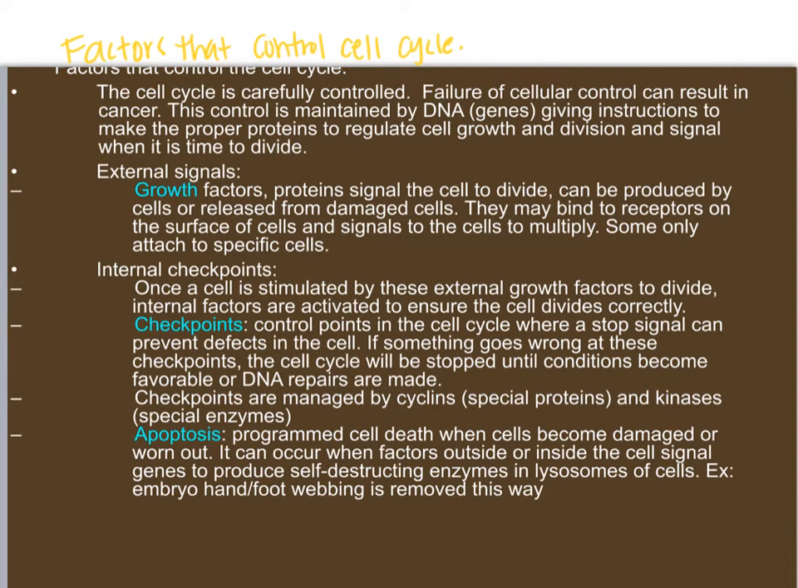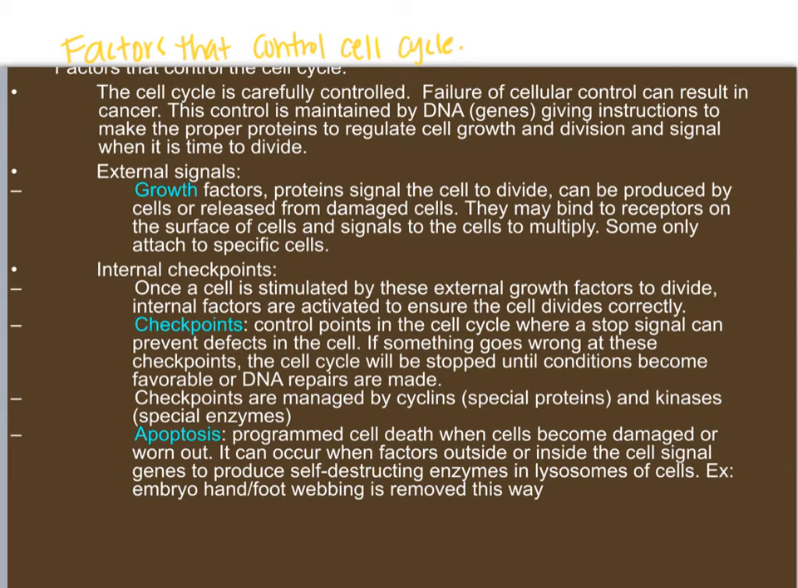Obviously the cell cycle is very carefully controlled, but if it is not, this can result in cancer. So how you get cancer is when the cell cycle goes unchecked or uncontrolled. We're going to talk about a couple of different mechanisms that help control it. So cancer is the direct result of the cell cycle not being controlled. This control is primarily maintained by DNA and your genes. Your DNA, as you recall, gives the instructions to make certain proteins and also to regulate the cell growing and regulate the cell dividing. And it tells the cell when to divide and when to grow.